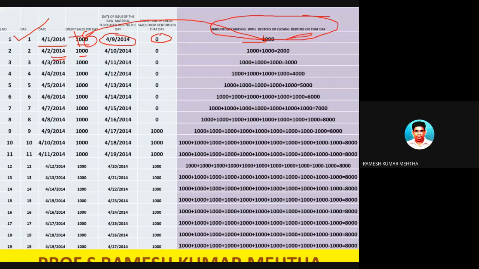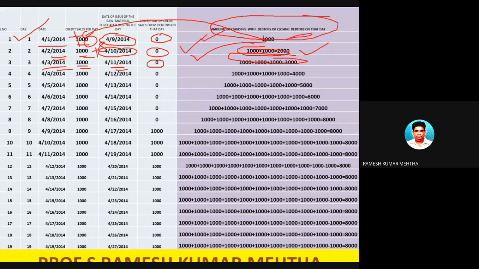On 2nd April, again I have sold 1000 rupees of goods, which he is telling that he is going to pay on 10th April because of plus 8 days. Have I collected anything from the customers? No. So another 1000 rupees is getting accumulated in debtors outstanding. So 1000 plus 1000 is equal to 2000. Now on the third day of the month, again I have sold 1000 rupees worth of goods, which is going to be repaid by him on 11th April. Have I collected anything of the previous days' sales? No. So how much is accumulated? 1000 plus 1000 plus 1000 is equal to 3000 rupees.